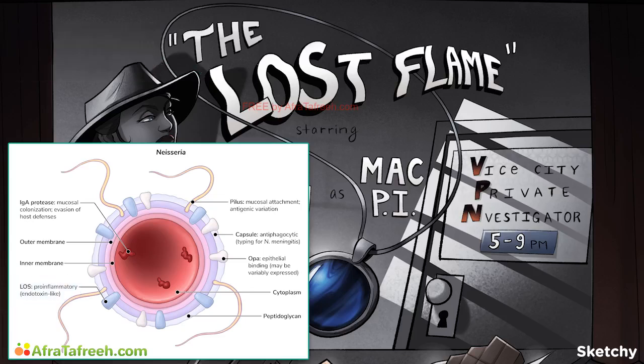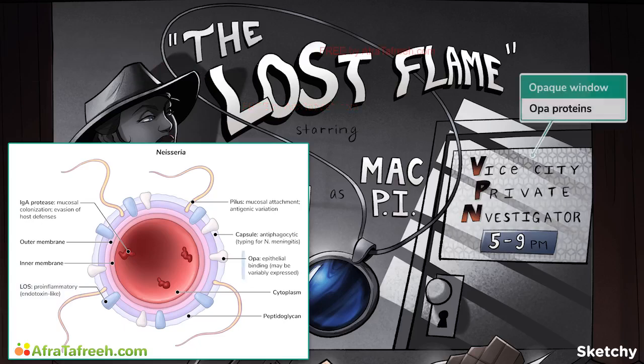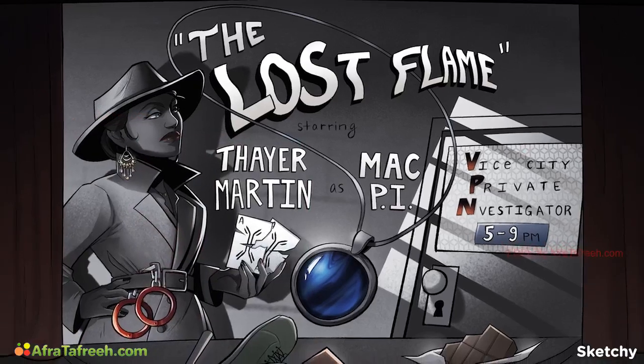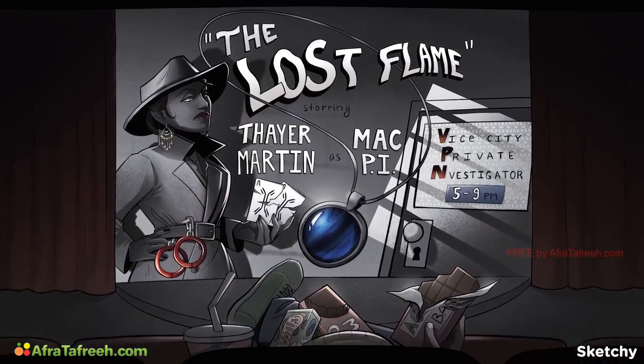The last virulence factor we need to cover is Neisseria's OPA, or opacity proteins, which are found on its outer surfaces. OPA proteins, represented by this opaque window, help Neisseria form tight bonds with one another and to host cells, which aids in bacterial colonization. Neisseria can even vary their expression of OPA proteins, and again, that's just another way Neisseria tries to outsmart the host's immune system. And that's it for our intro to Neisseria.